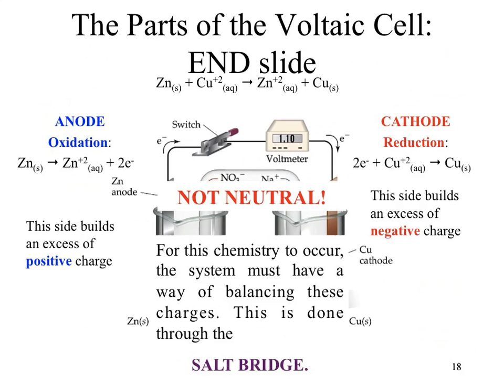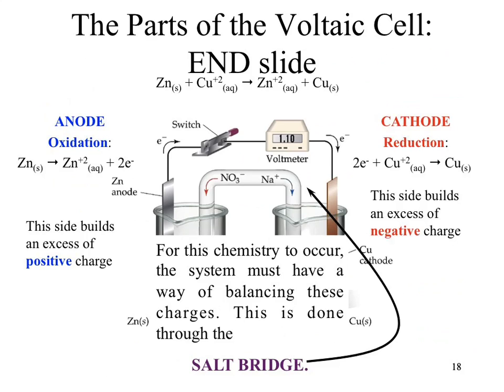If we use sodium ion, what do we know about the reactivity of sodium ion? According to our solubility rules, it does nothing. Okay? So it acts as a spectator. So our salt bridge is there to allow for the flow of ions. Our salt bridge allows for the flow of ions to balance out the electric charge.